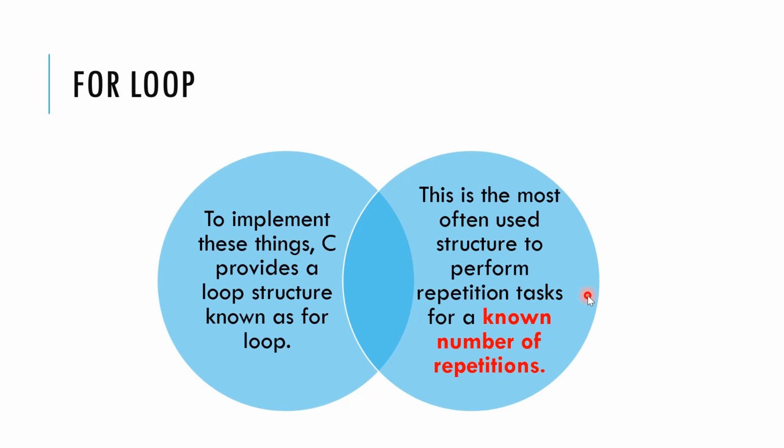So that's why the for loop is maybe the most often used structure to perform repetition tasks for a known number of repetitions. They usually don't have that much of a difference. Any task that could be done with a while loop could almost be done with a for loop. It is about preference, and I usually prefer the for loop, and most of the time I end up using the for loop much more than the while loop.